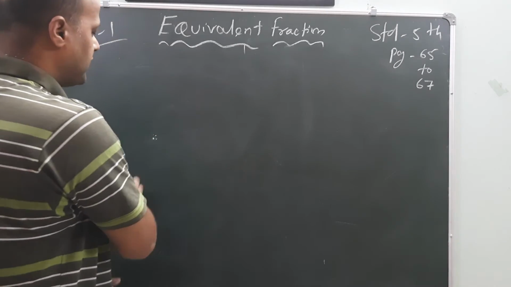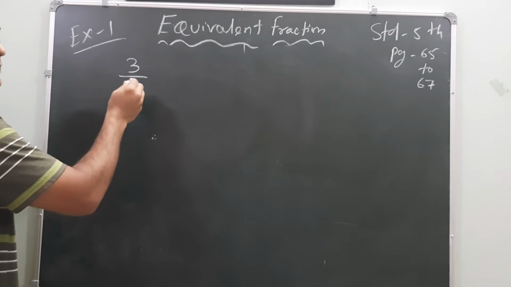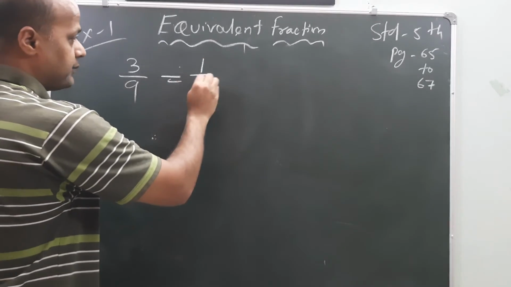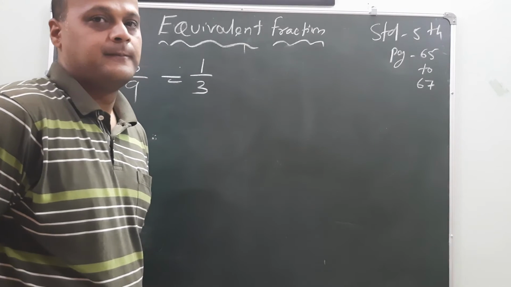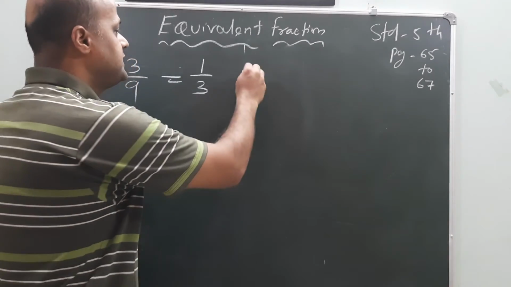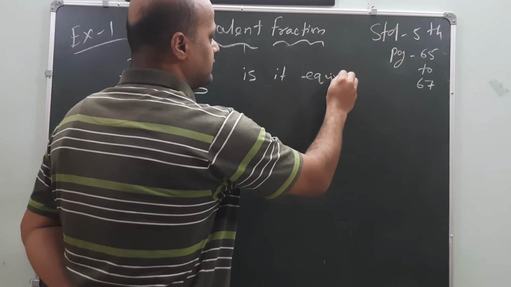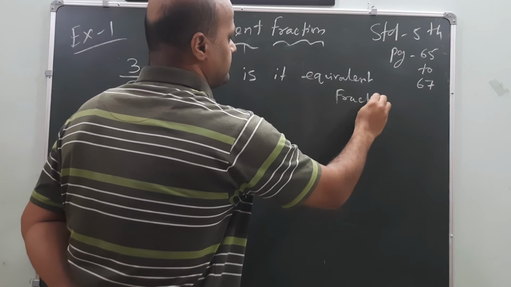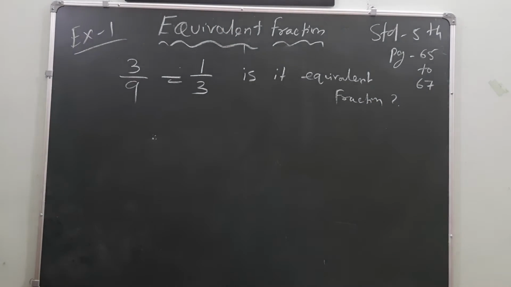Now a question is coming, my dear friends. 3 by 9 is equal to 1 by 3. A question from my side: is it an equivalent fraction? So what you have to do?